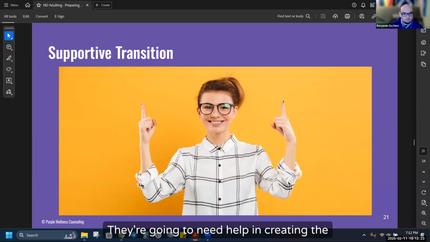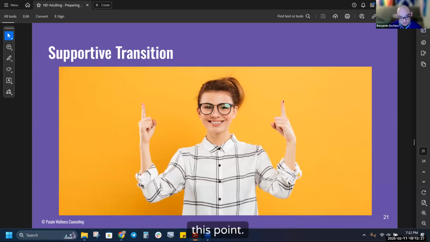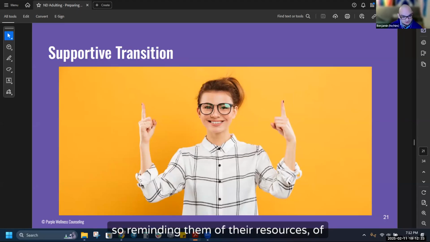They're going to need help in creating the structure that you have been providing up to this point. They're going to need reminders, things that they can do to help make that transition. And so reminding them of their resources, of their tools, is a big part of that.